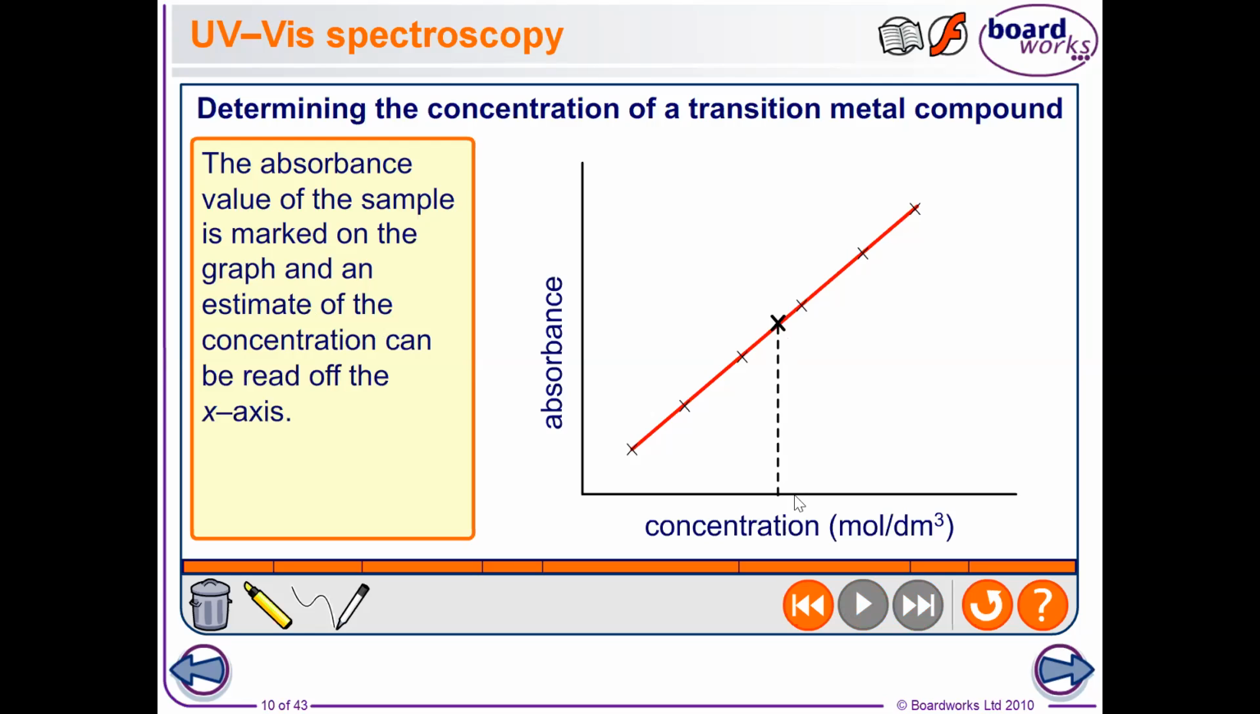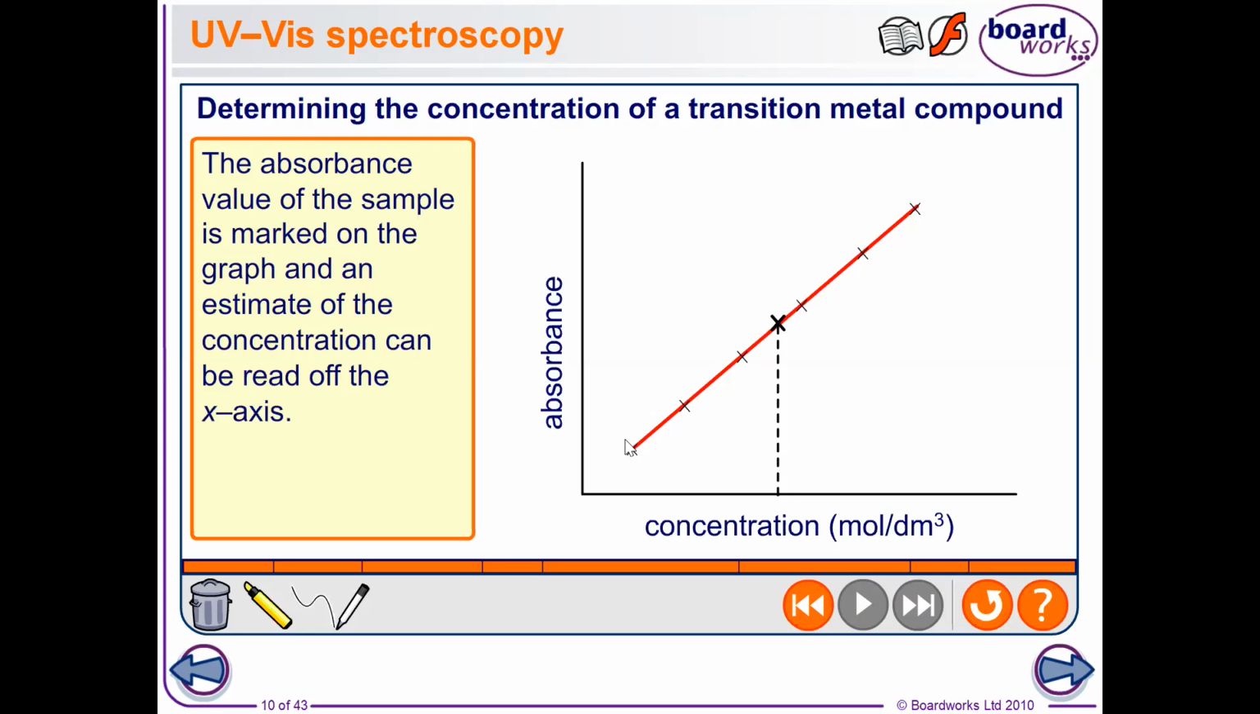But nowadays, there are spectrometers that are already connected to the computer, and it will be processed. So you don't have to do it manually. It will be shown by the computer. It will be processed by the computer. So this is how we measure the concentration of a transition metal.